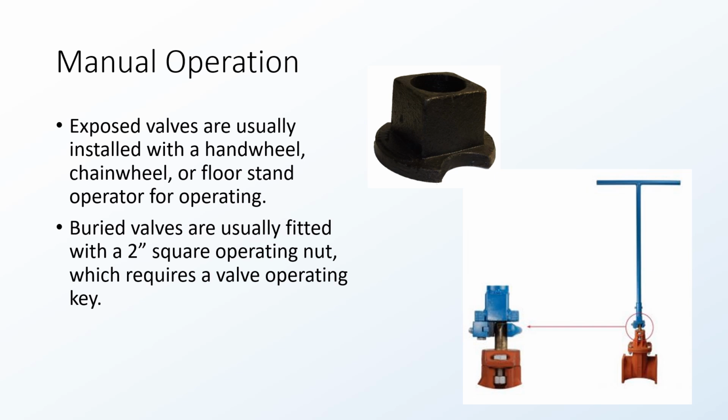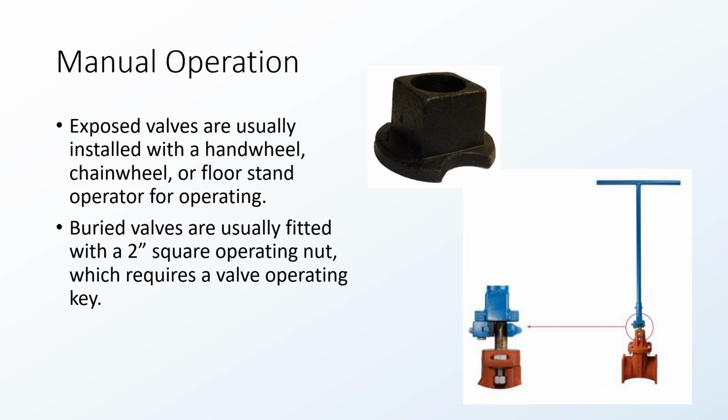Right, manual operation, a couple of different ways. You would have some gate valves, or valves in general, that have a hand wheel or some kind of handle that you can get your hands on. But in the event that you don't, you've got just this operating nut. It's usually a 2 inch by 2 inch square operating nut that sits on top of the valve stem, and you would slide your valve key, that you see off to the bottom right, over that operating nut, and then you'd be able to operate it.